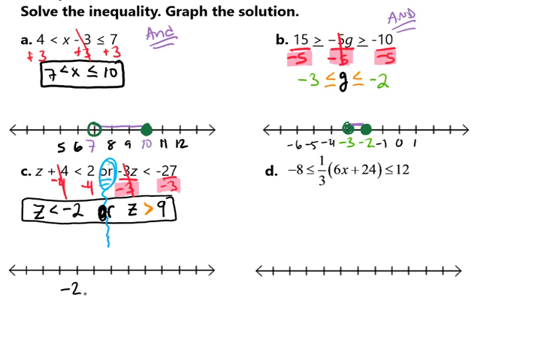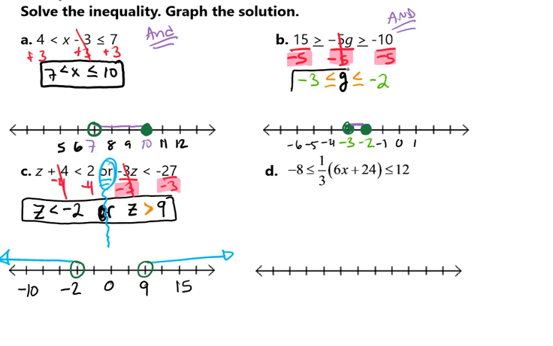So here's my negative 2. I'm going to put my 9 right here. A number between negative 2 and 9 is 0. A number bigger is 15. A number smaller is negative 10. So I'm going to have an open circle at negative 2 and an open circle at 9. And because it's an OR, that means my arrows are going to point away from each other.